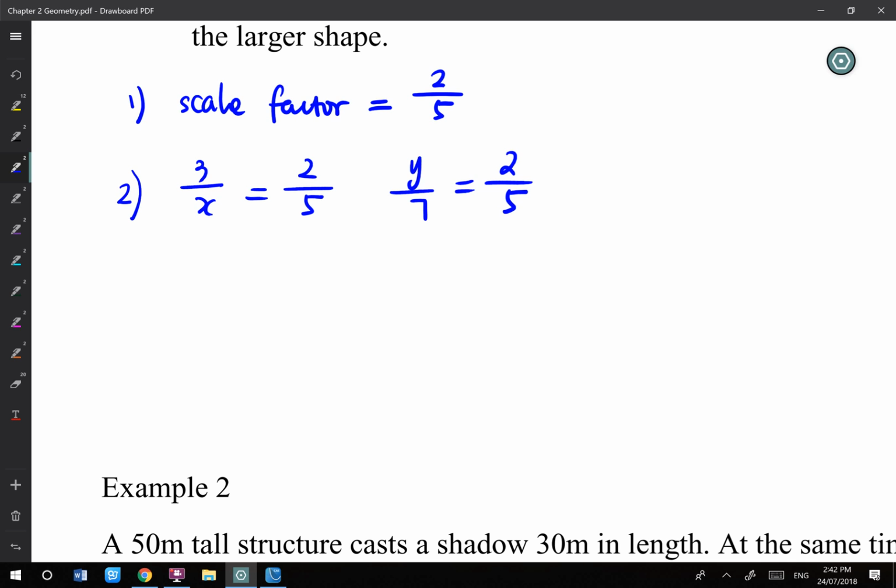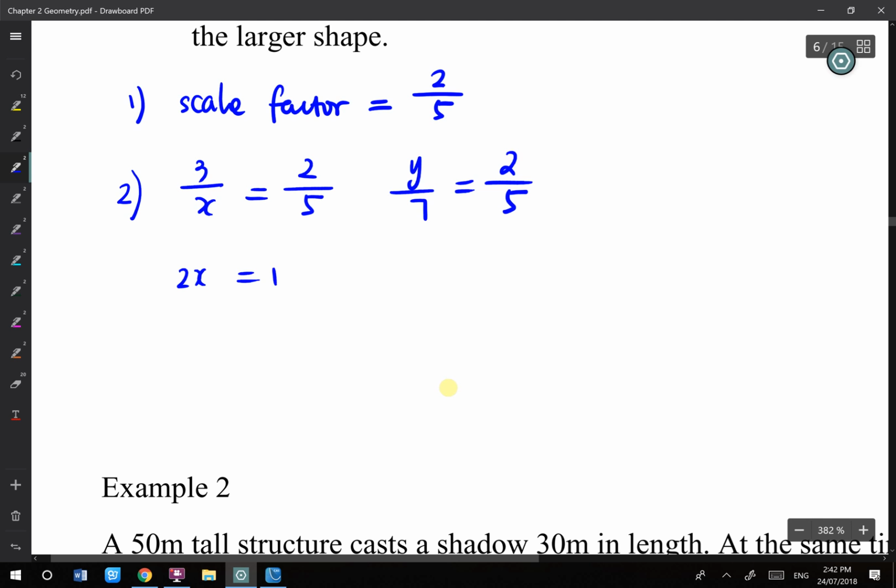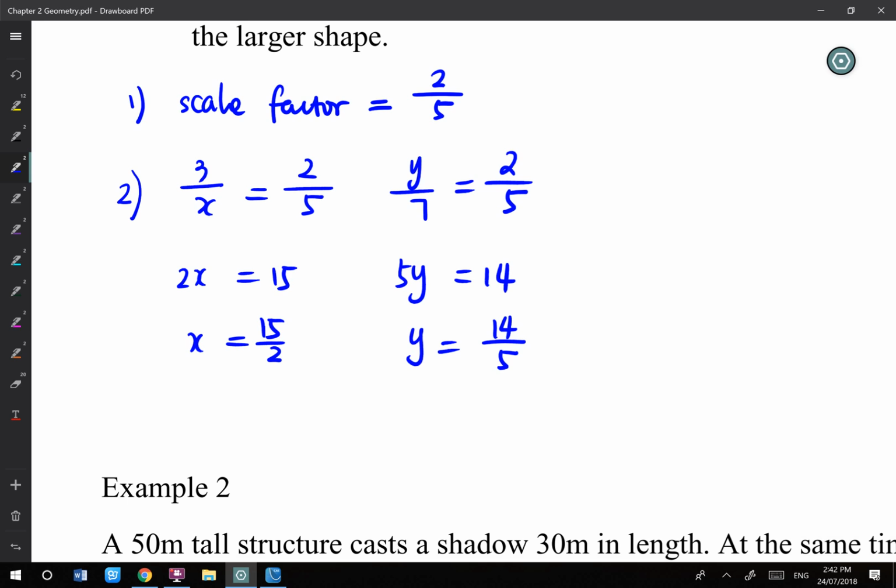We almost finished. So we have 2x equals 50 here, and x equals 50 over 2. Now this side is 5y equals 14, and y equals 14 over 5. So that's how we can solve for x and y. Cross multiply them, and then solve for them.